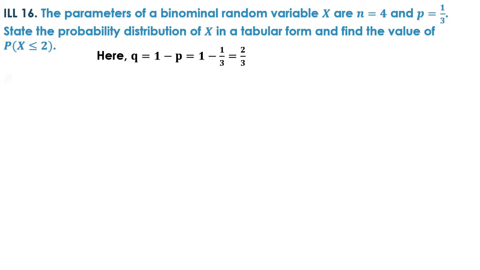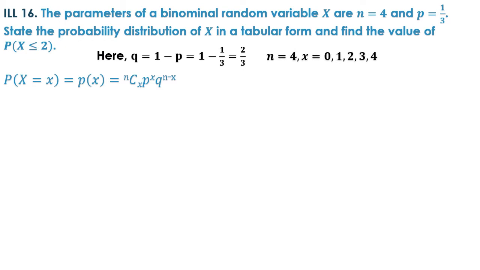And next, because n is given as 4, we can see that x would be 0, 1, 2, 3 and 4. Okay, so px is ncx, p raised to x, q raised to n minus x. We have to take this for each and every value of x, that is 0, 1, 2, 3 and 4. So p0 will be 4c0, 1 upon 3 raised to 0, 2 upon 3 raised to 4 minus 0. That would be 1 into 1 into 1 into 16 upon 81, and your answer will be 16 upon 81.